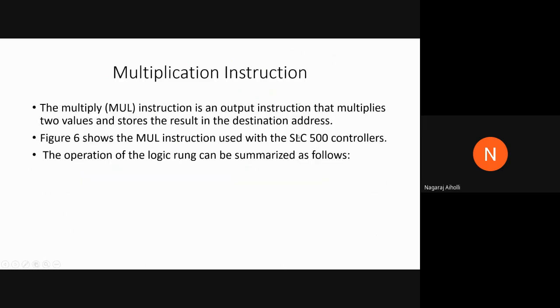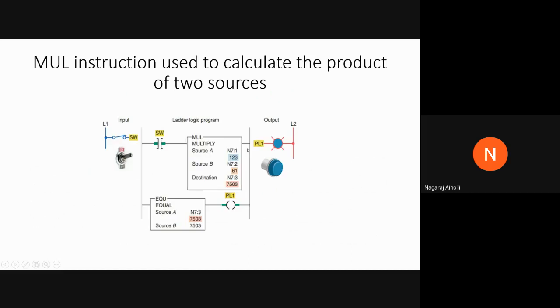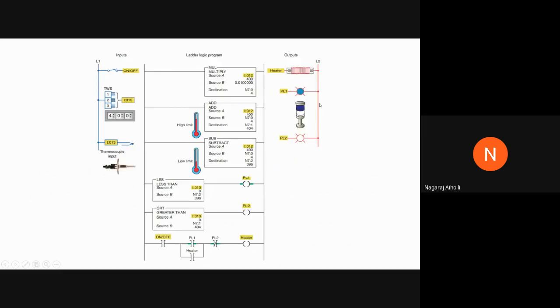Multiplication instruction, that is the block representation of the MUL instruction. Then we have the illustration example of the MUL instruction to calculate the product of two values. Then the MUL instruction used as part of the temperature control program to illustrate how it is in between the two ranges. If it is less than the higher limit, then some value has to be added so as to bring it to the reference value.